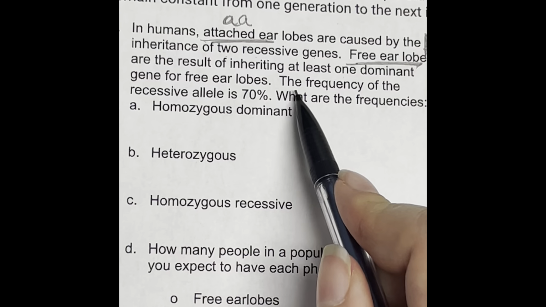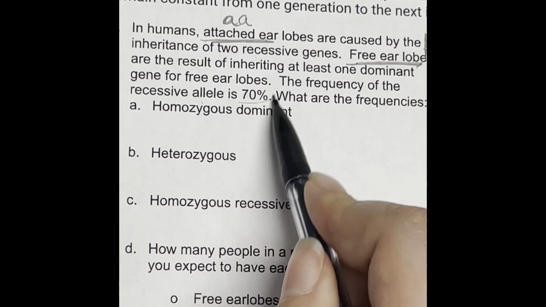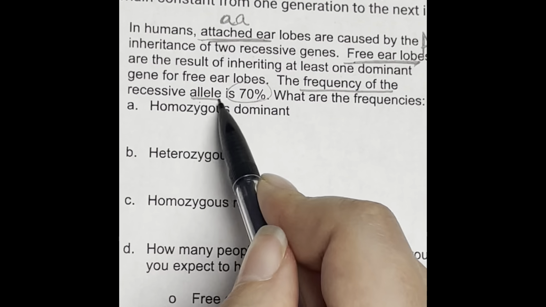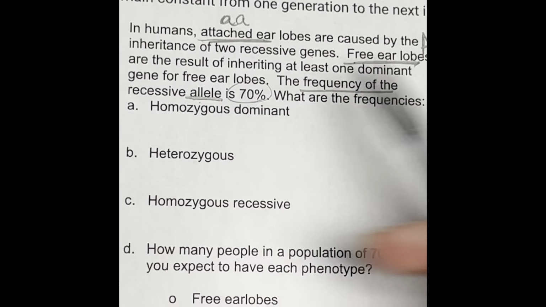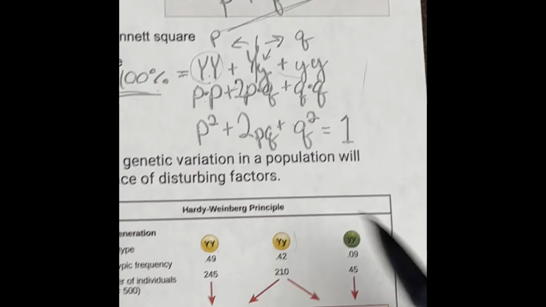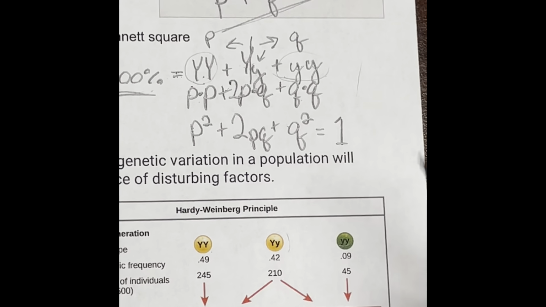Then it gives us this last bit of information. It says the frequency of the recessive allele is 70. When I'm talking about the frequency of the allele, I'm not talking about an individual that is homozygous or homozygous recessive. I just want the frequency of the allele.